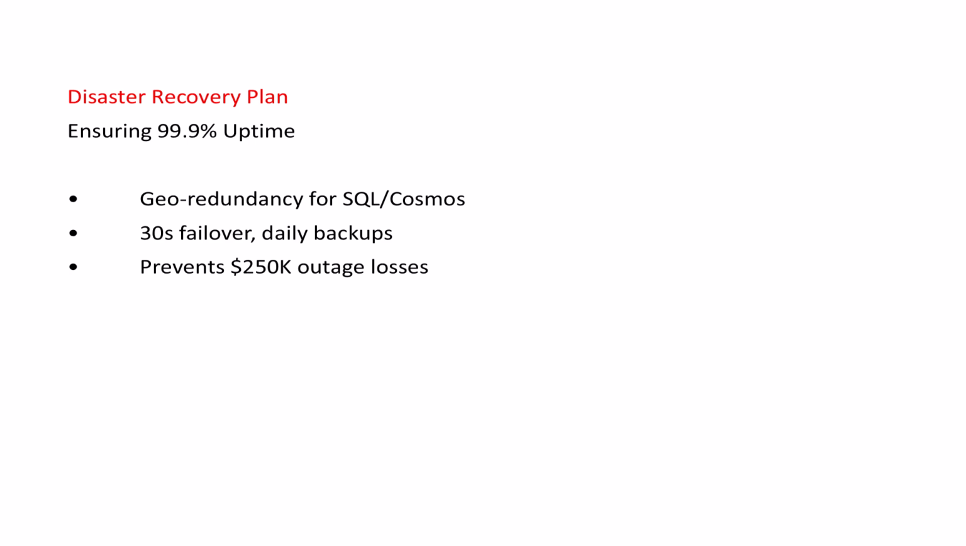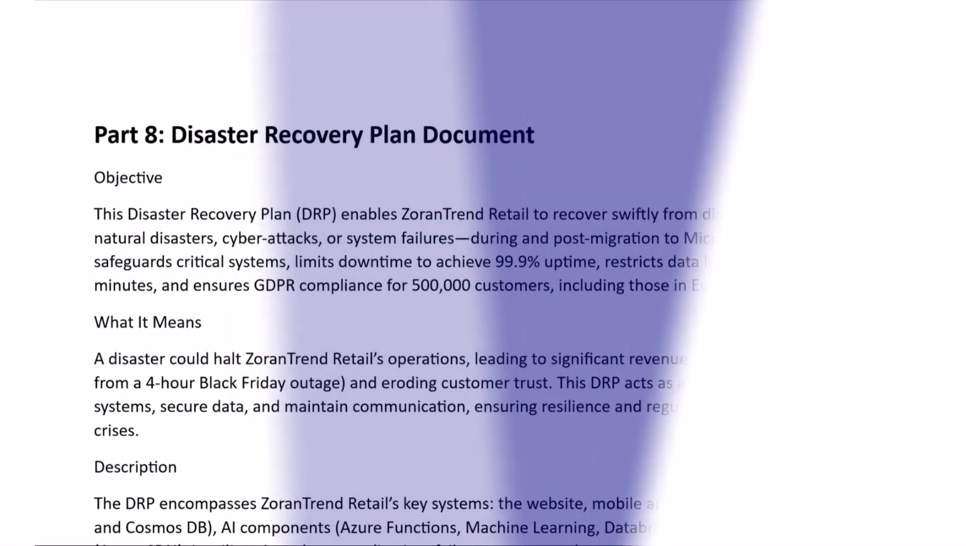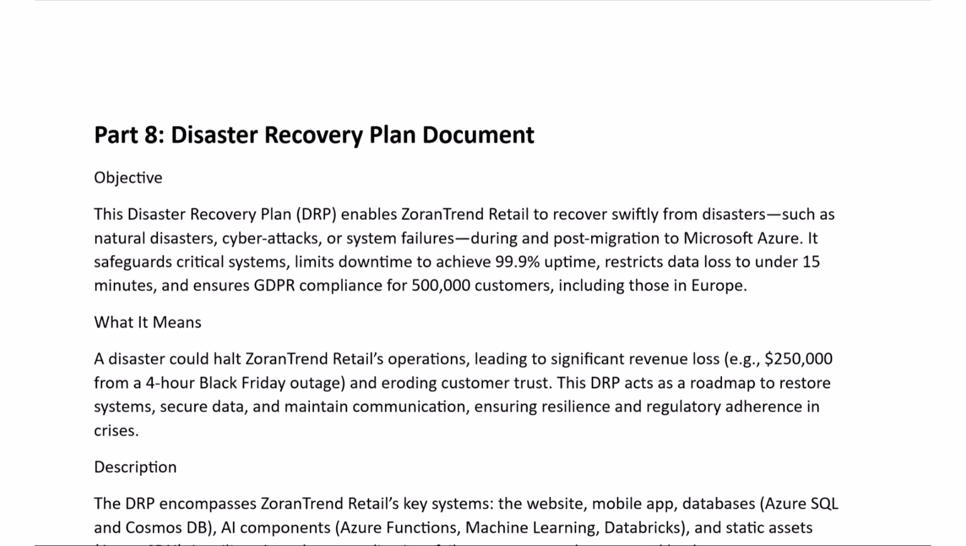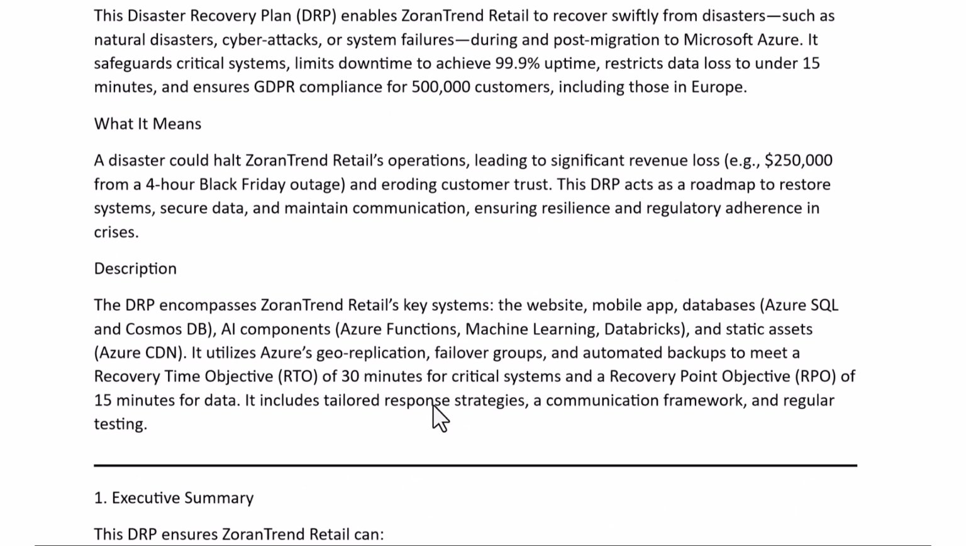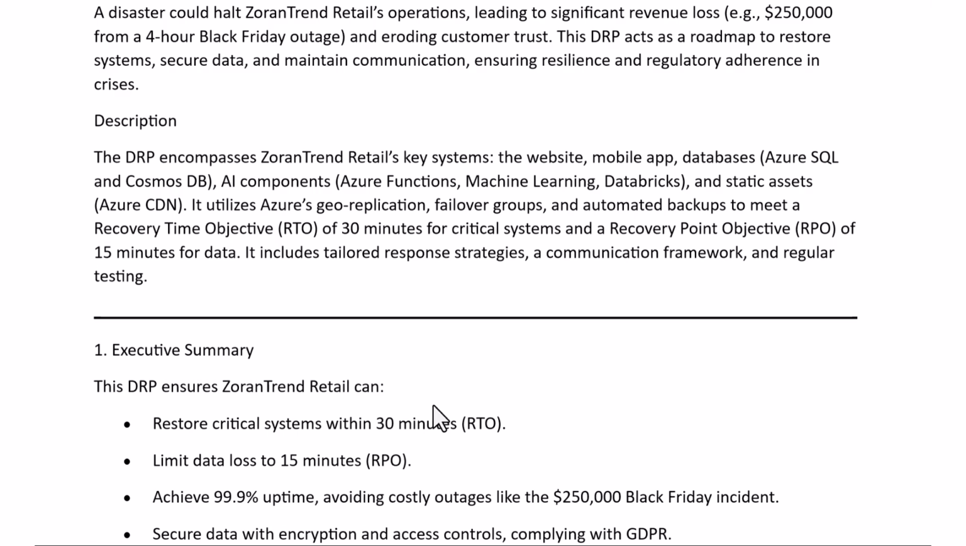Part 9. Disaster Recovery Plan Document. This guarantees Zoran Trend Retail's website remains operational with less than 9 hours of annual downtime, with rapid recovery to prevent $250,000 losses from outages. What is a disaster recovery plan?